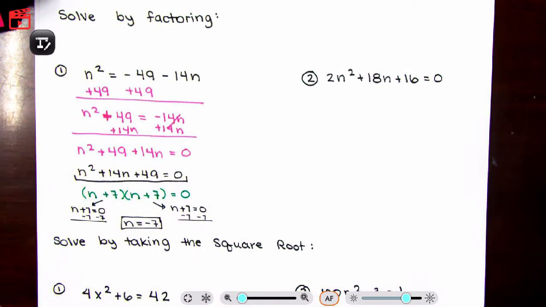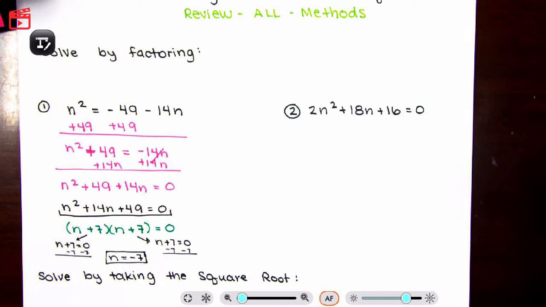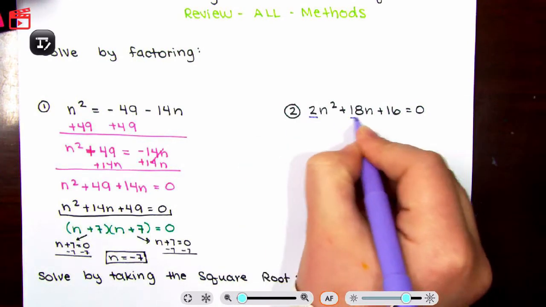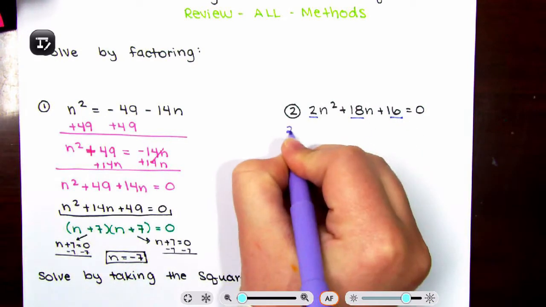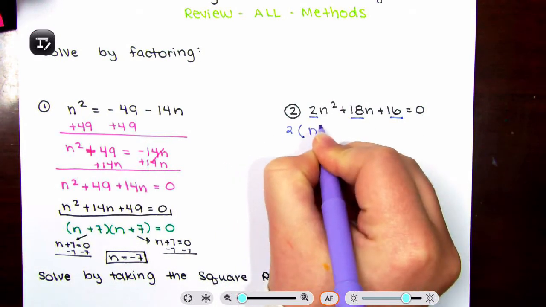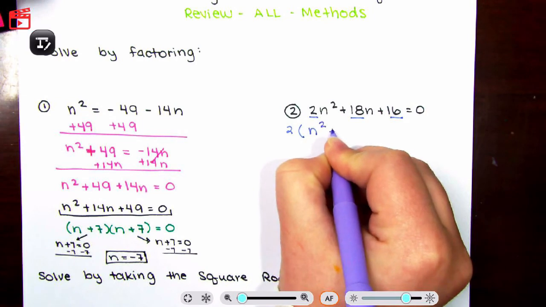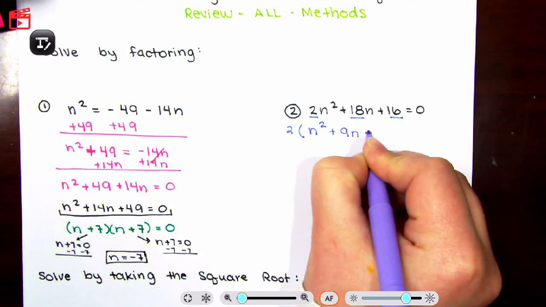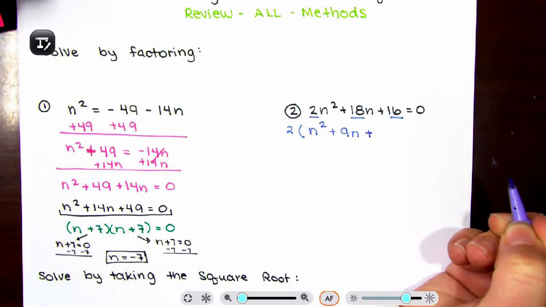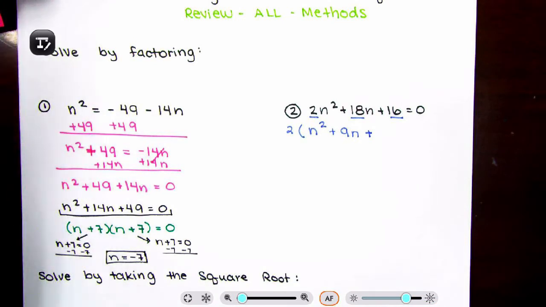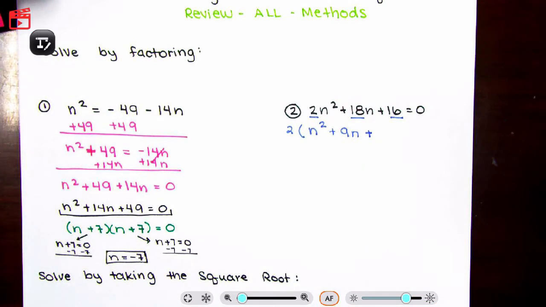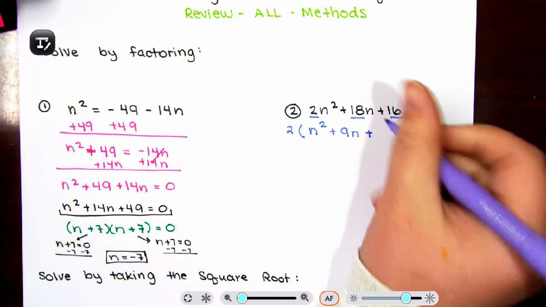Let's do that one more time. Here we have a trinomial with the leading coefficient of 2. Step number 1 is always to see if you have a GCF. I have a 2, 18, and a 16. I do believe we can take out 2. Remaining, I have n squared plus 9n plus, what is that, 16 divided by 2 is 8.